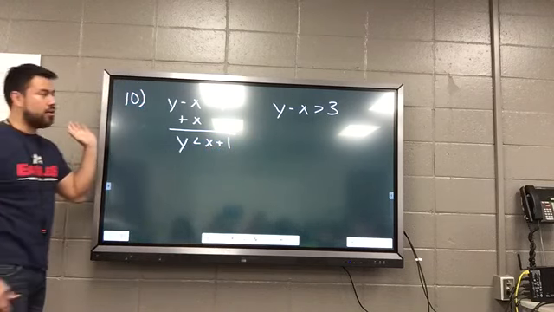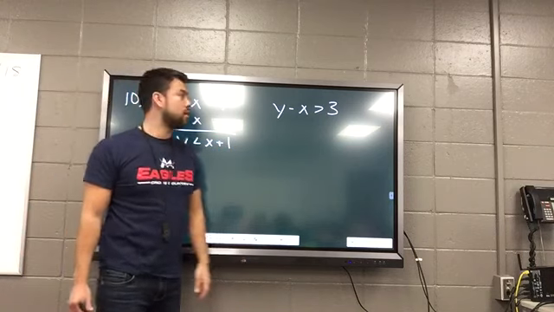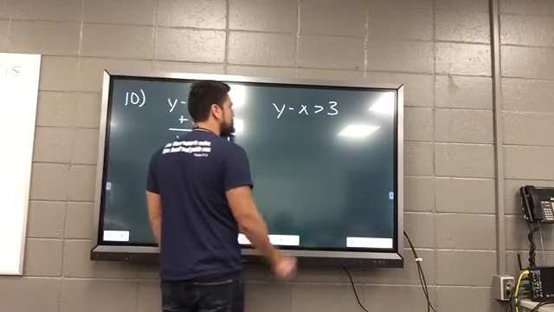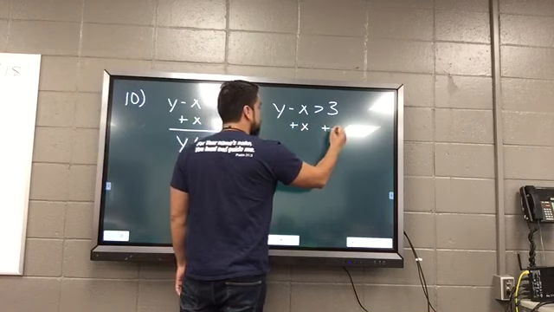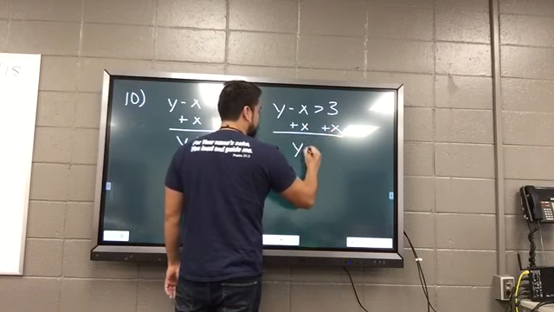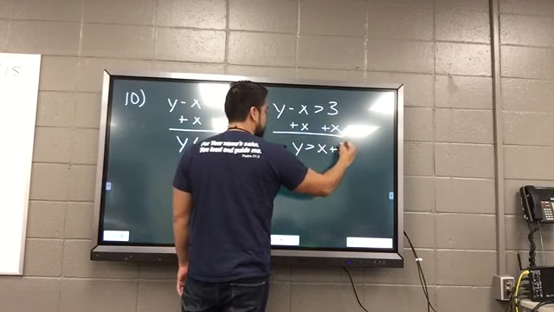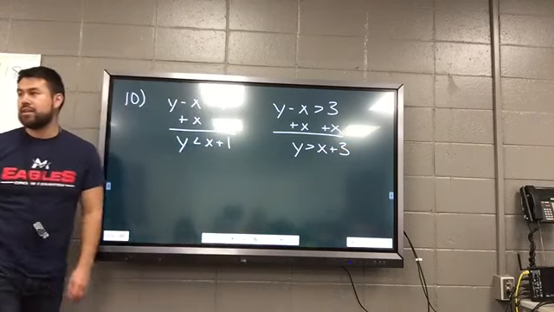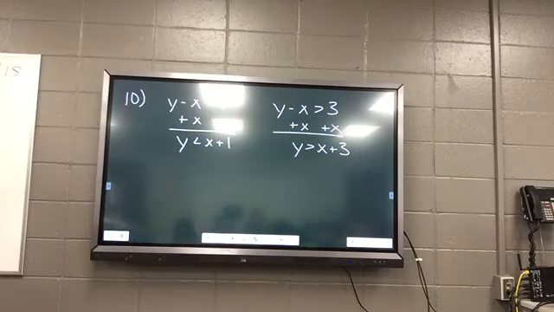Harrison, the first step on my second inequality? You would add x to both sides. Y is greater than x plus 3. All right. Nate, are these in a proper format to graph?